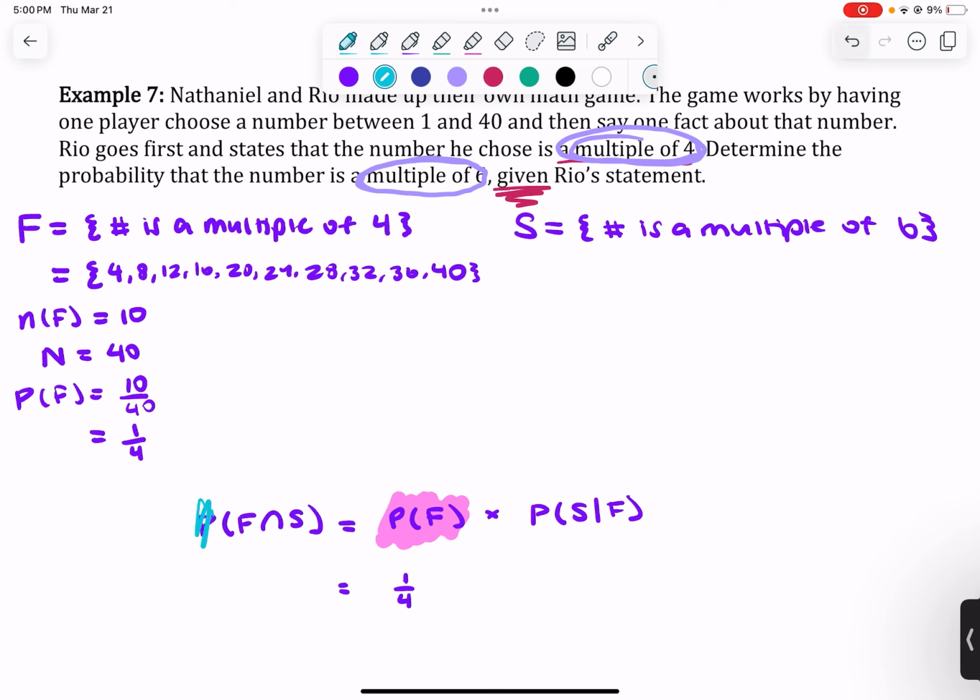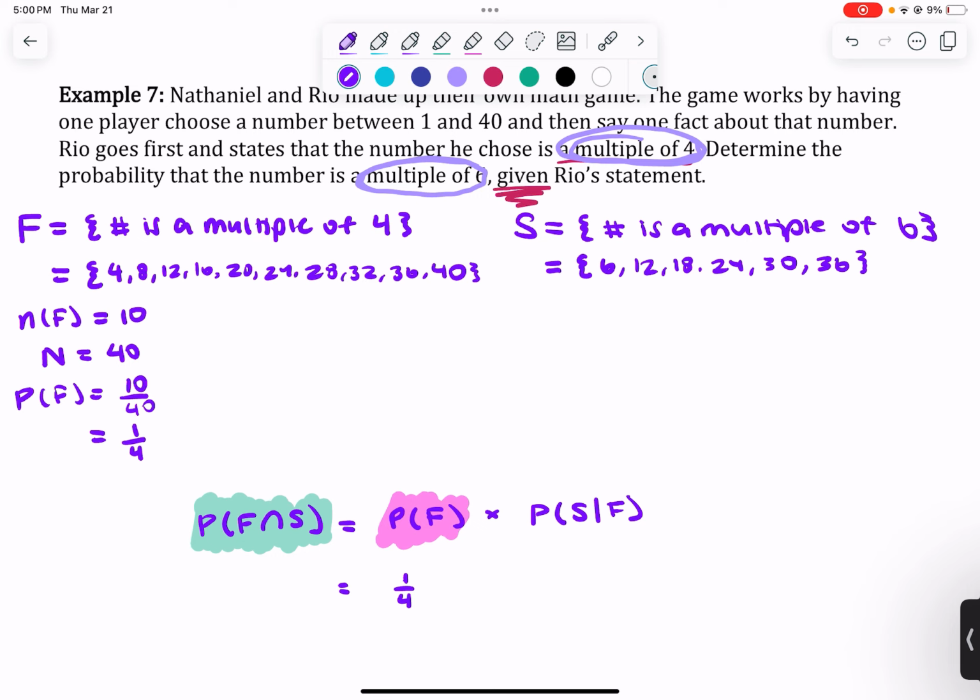But I also need to find this probability if I want to be able to calculate the conditional. So I want to find the probability that a number is both a multiple of 4 and a multiple of 6. Just because I've already written out all the multiples of 4, it would be helpful for me to visualize all the multiples of 6 between 1 and 40. So that's 6, 12, 18, 24, 30, and 36.